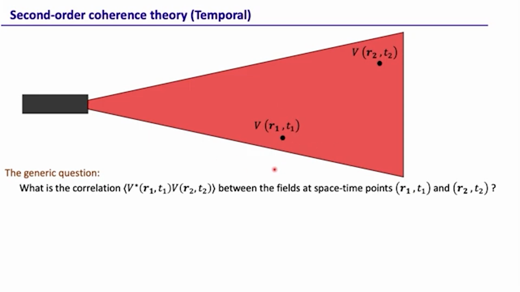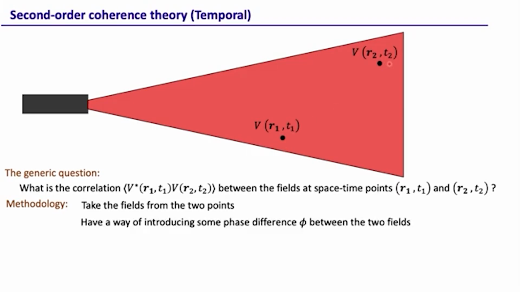So here is the generic form of this question. And what's the methodology that one follows in order to answer this question? The general methodology is that whatever are the points of interest, we take the fields from the 2 points. So we take the field from here, we take the field from here, okay.